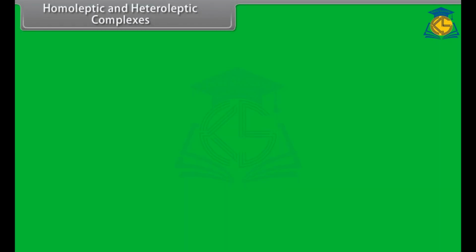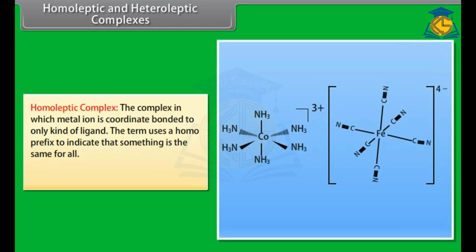Homoleptic and heteroleptic complexes. Homoleptic complex. The complex in which metal ion is coordinate bonded to only one kind of ligand. The term uses a homo prefix to indicate that something is the same for all. For example, [Co(NH3)6]3+ and [Fe(CN)6]4-.